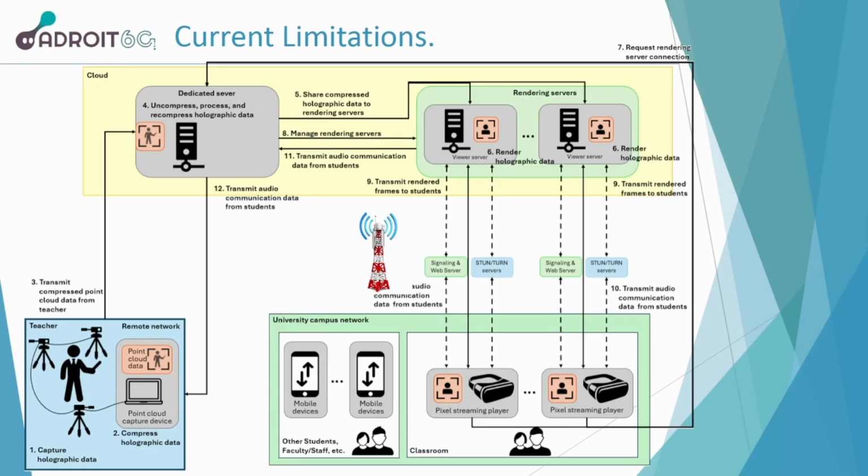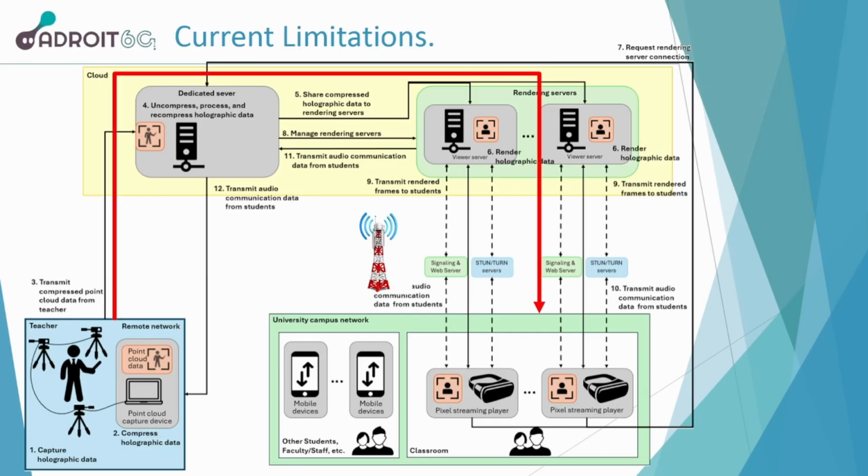While this model is suitable for many applications, it introduces critical limitations for holographic communication. The long transmission path increases latency, making real-time interaction difficult. Bandwidth demand accumulates in the network core, leading to congestion. And as the number of users grows, the system must replicate rendering processes, resulting in poor scalability. These limitations highlight the need for a fundamentally different approach.